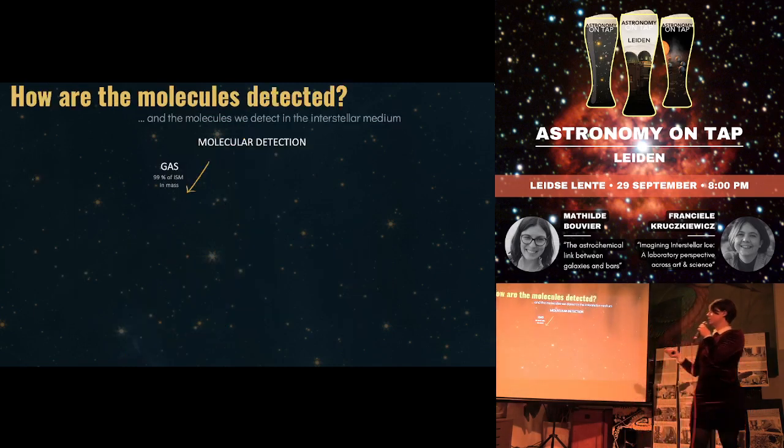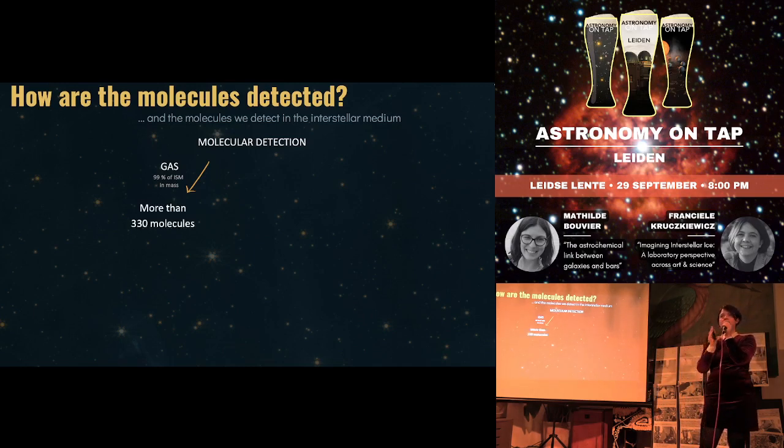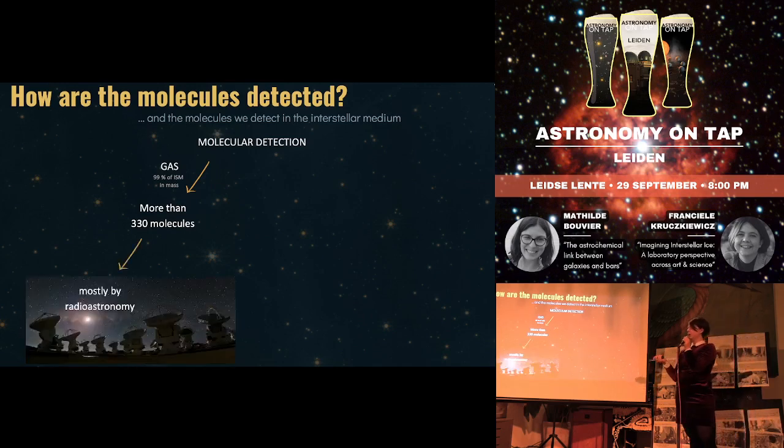And so we can have molecular detection in the gas phase. So in the interstellar medium, so the medium between stars, most of the material that is there is in the gas phase. So 99% of the interstellar medium in mass. And more than 330 molecules have been detected there. And mostly these detections are done by radio astronomy. But also, the part that I'm interested in is the dust phase, so the solid part.